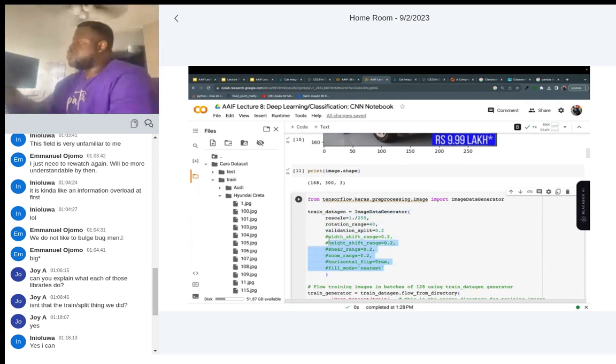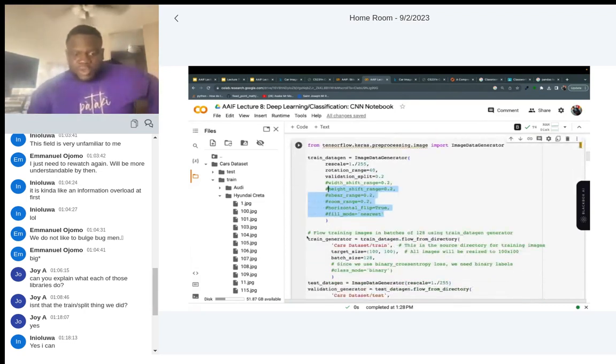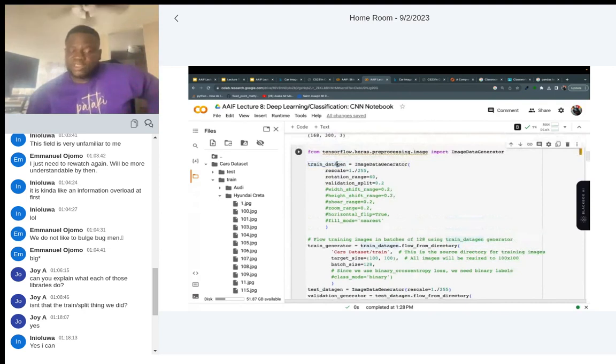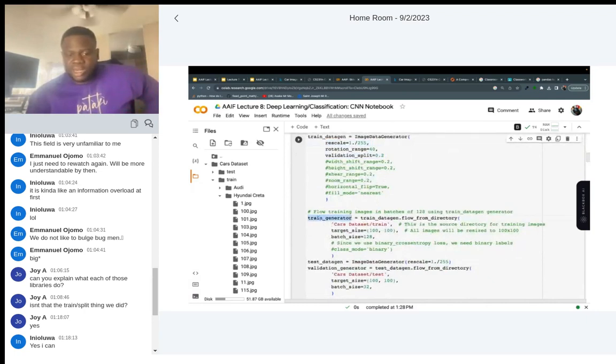Just to make sure your data is as robust as the real world. So what do you do once you create that? Using the image generator class, create a data generator function. That data generator function will rescale it, rotate it, and split it for validation. Now, what will this do? Target size: this will automatically resize all the images to 100 by 100.